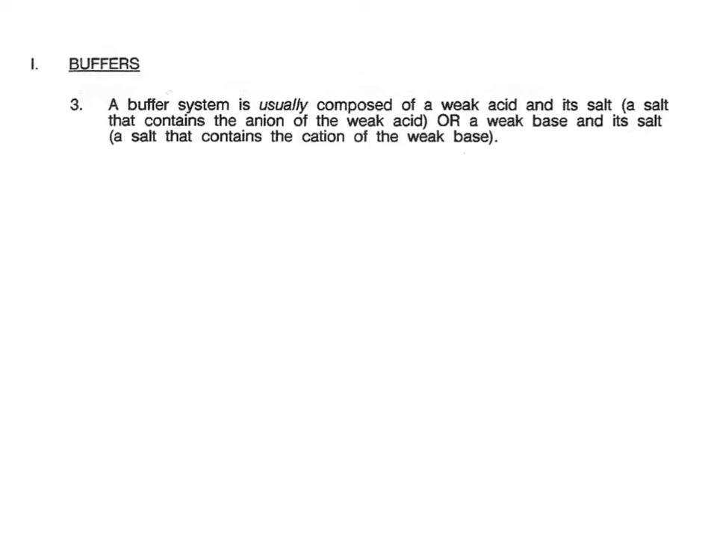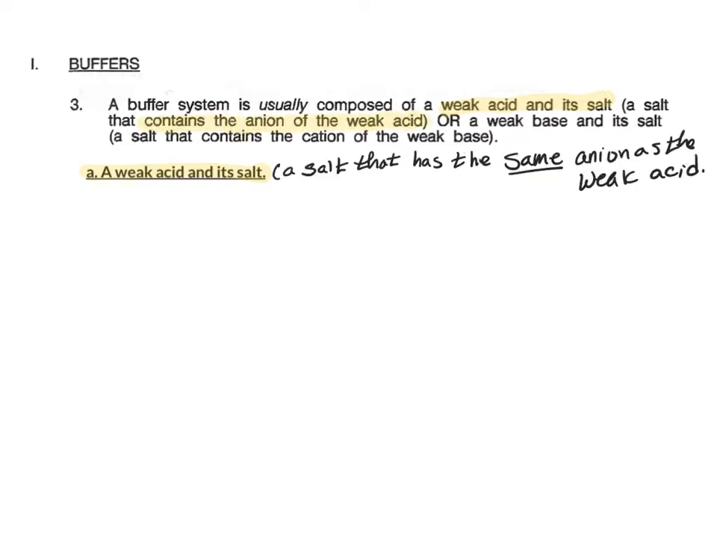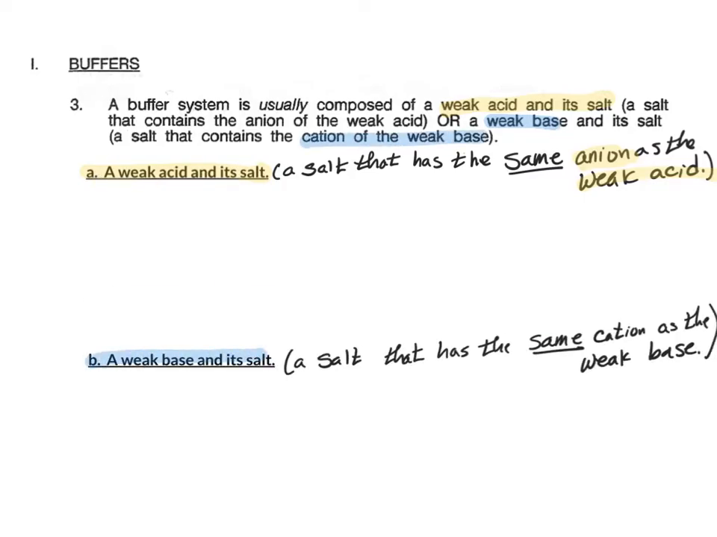The first type is something that is made of a weak acid and its salt. And what we mean by its salt is it is a salt that contains the anion of that same weak acid. Or we could have a second type, which is one that has a weak base and its salt. And again, that's a salt that contains the cation of the weak base.